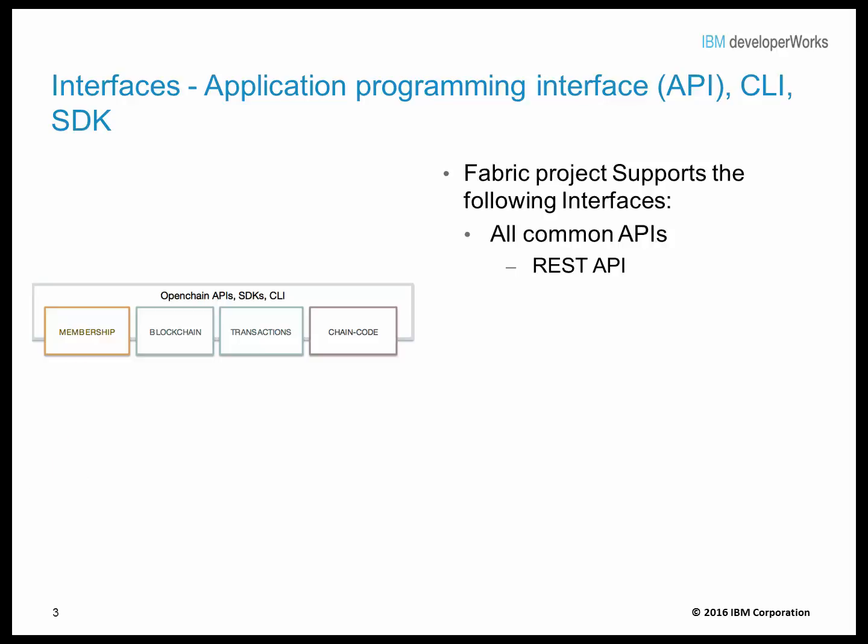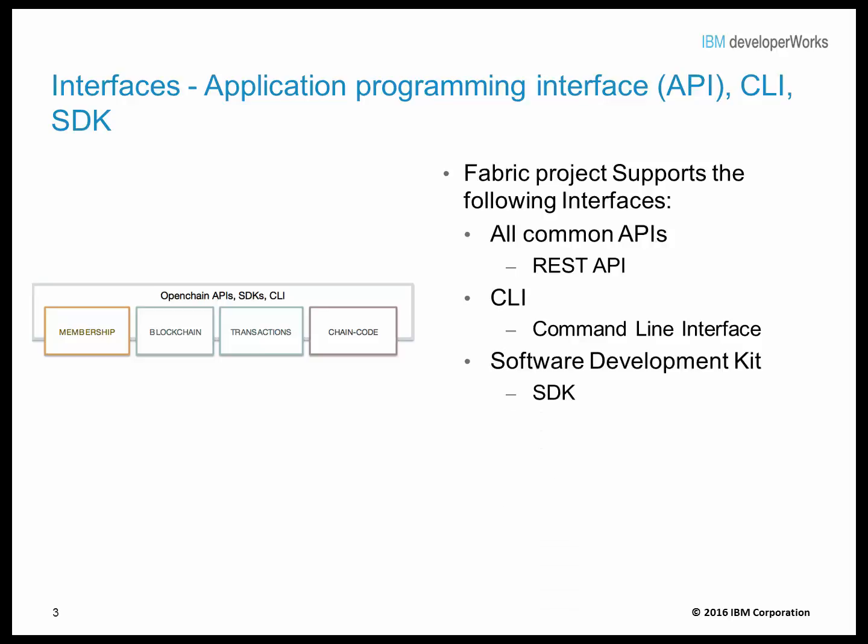Next interface is CLI. The CLI is also provided to cover a subset of available APIs for development purposes. This enables developers to quickly test chain codes or query the status of transactions. Final interface is SDK. Hyperledger includes an SDK for applications to communicate with the network.